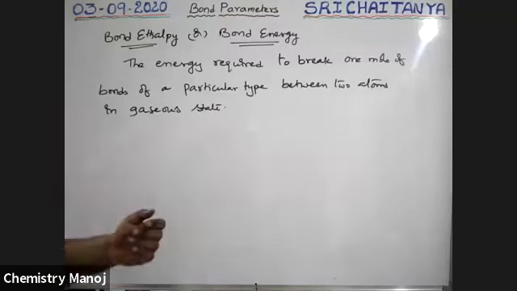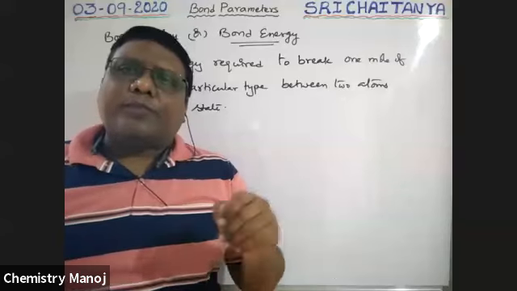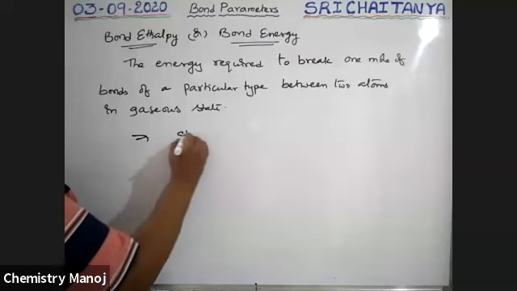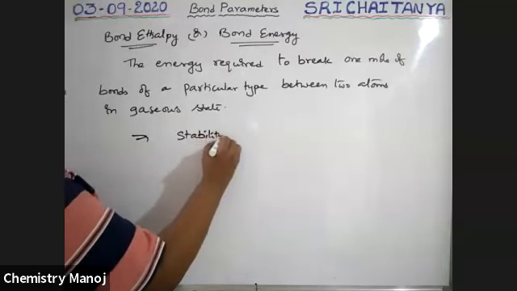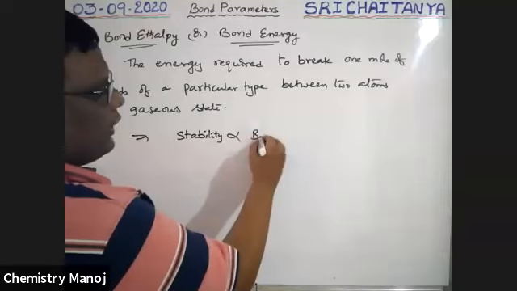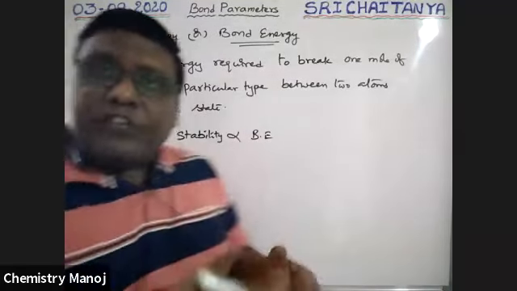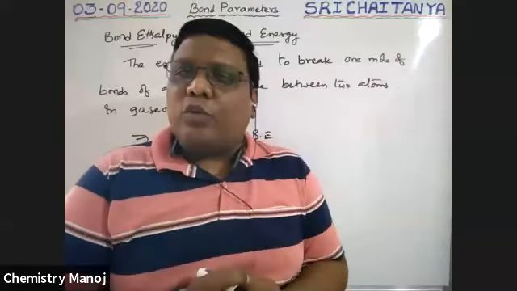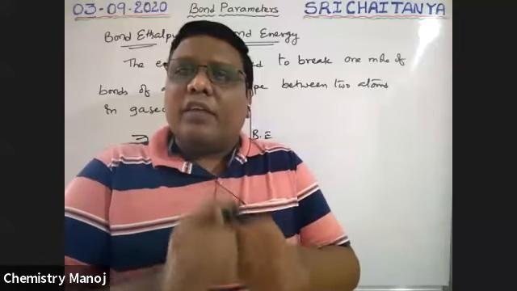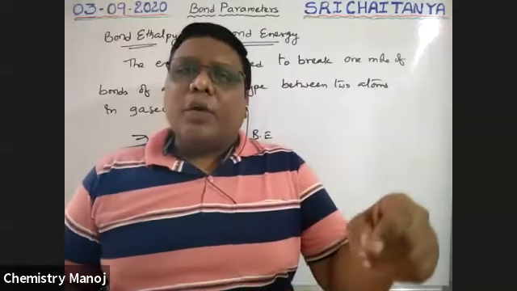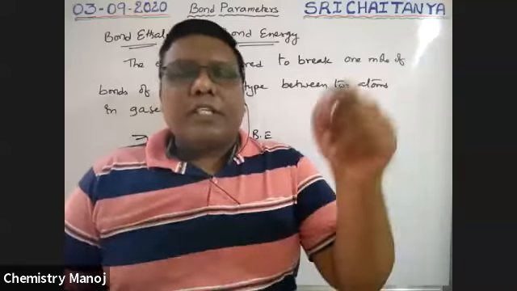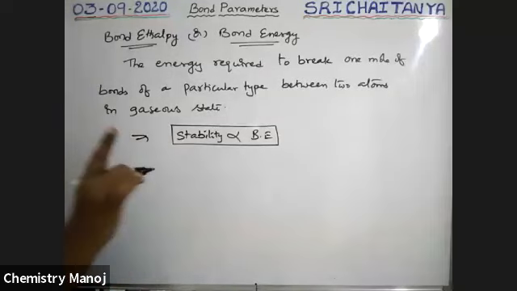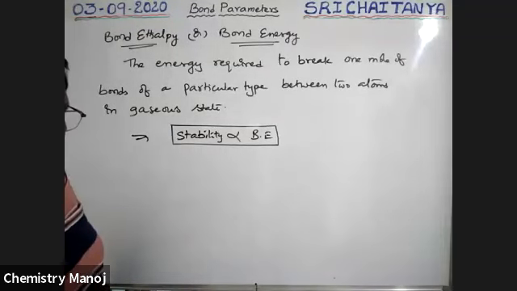So see, boys, this bond enthalpy is also useful to explain the stability of the molecule. The stability of the molecule is directly proportional to bond energy. The more the bond energy, the more difficult it is to break that bond, which means there is a strong attraction between those two atoms. That means the molecule is very stable. So bond energy is one of the concepts to explain the stability of the molecule. That is why bond energy is required.